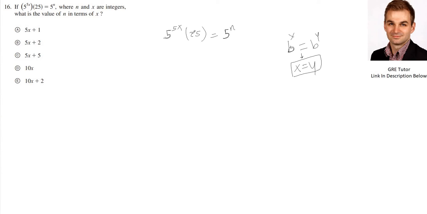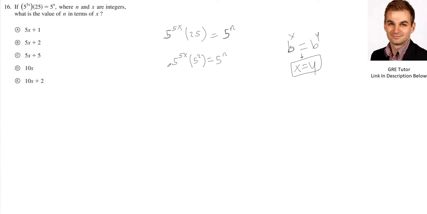Now we don't have this in the proper format. This isn't in base 5, but we can easily convert this into an exponent of base 5. This is just 5 squared. So what we do is we get 5 to the 5x multiplied by 5 squared is equal to 5 to the n. Alright, so now we've got everything in base 5.